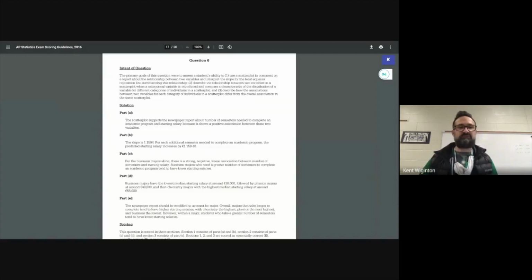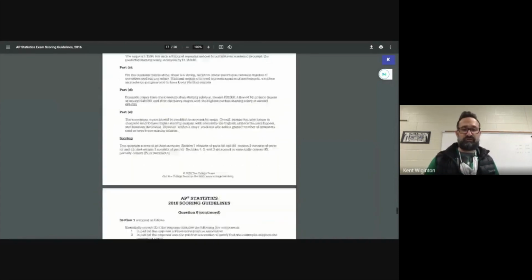I think you are definitely right. It does support the newspaper, and it does that because we can see a positive association in the graph. Here's what they said: the scatter plot supports the newspaper report about the number of semesters needed to complete an academic program and the starting salary because it shows a positive association between these 2 variables.